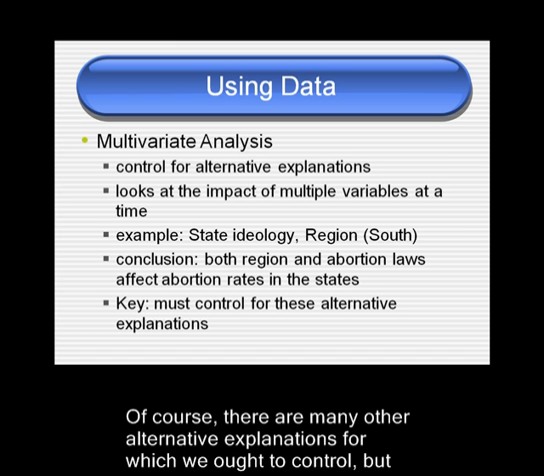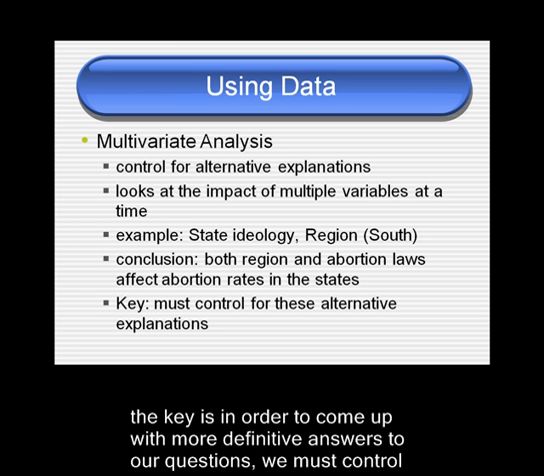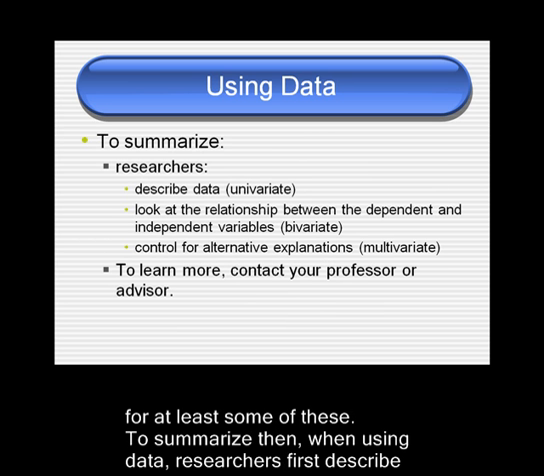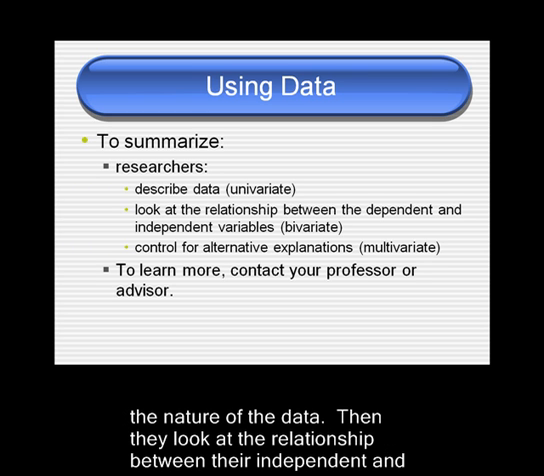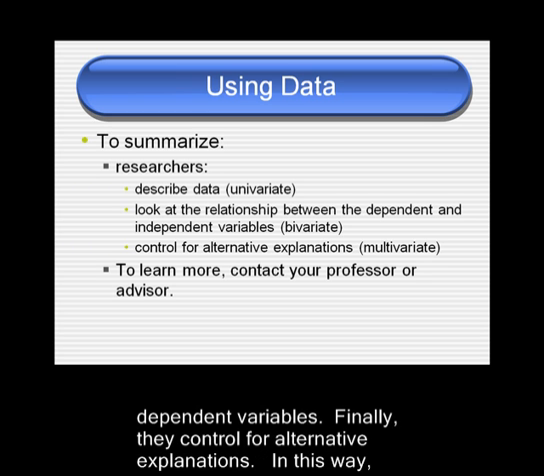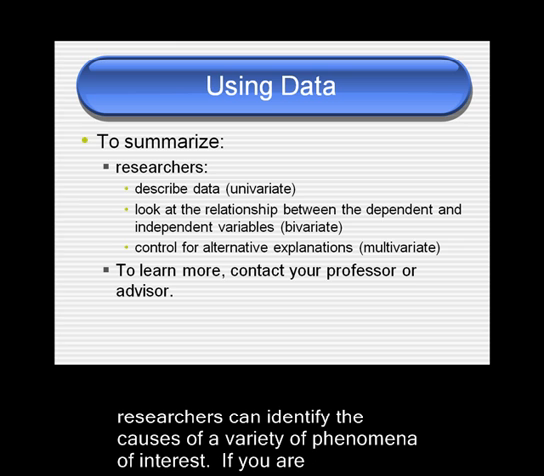Of course, there are many other alternative explanations for which we ought to control, but the key is in order to come up with more definitive answers to our questions, we must control for at least some of these. To summarize then, when using data, researchers first describe the nature of the data. Then they look at the relationship between their independent and dependent variables. Finally, they control for alternative explanations. In this way, researchers can identify the causes of a variety of phenomena of interest.